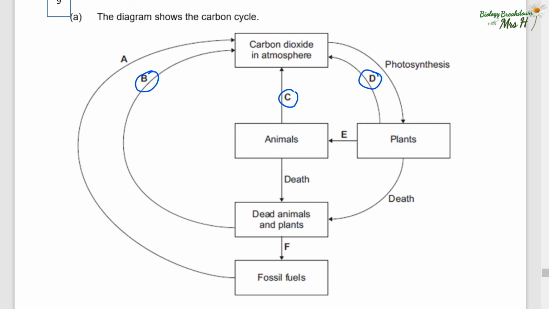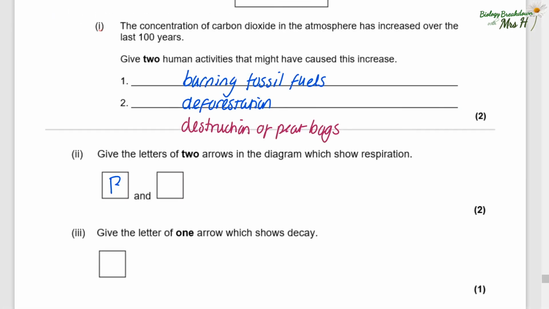So B is actually microorganism respiration. D, plants, yeah, because plants carry out respiration. And animals carry out respiration as well. So we could go with B, C or D. So I'm just going to put B and C in mine. But you could put D, that will give you the mark.